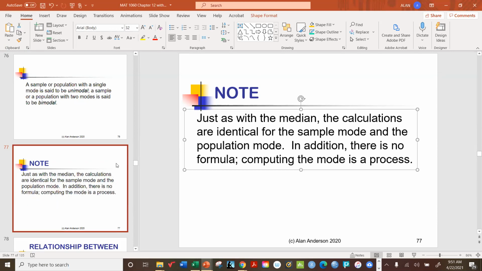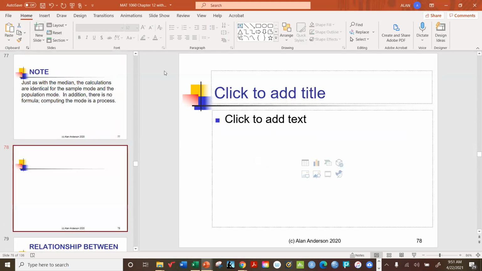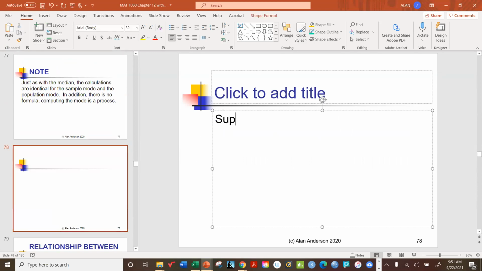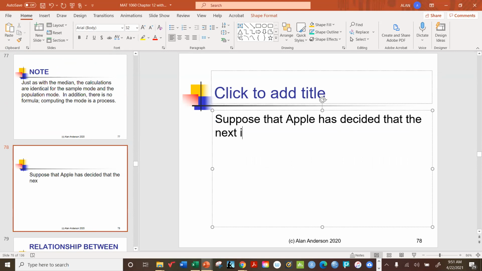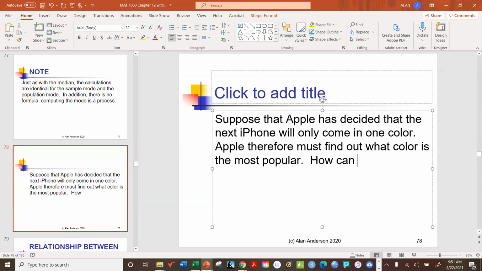Now, let me show you a case where they might be helpful. The mode, I mean. Imagine, suppose that Apple has decided that the next iPhone will only come in one color. Apple, therefore, must find out what color is the most popular. How do they do this?